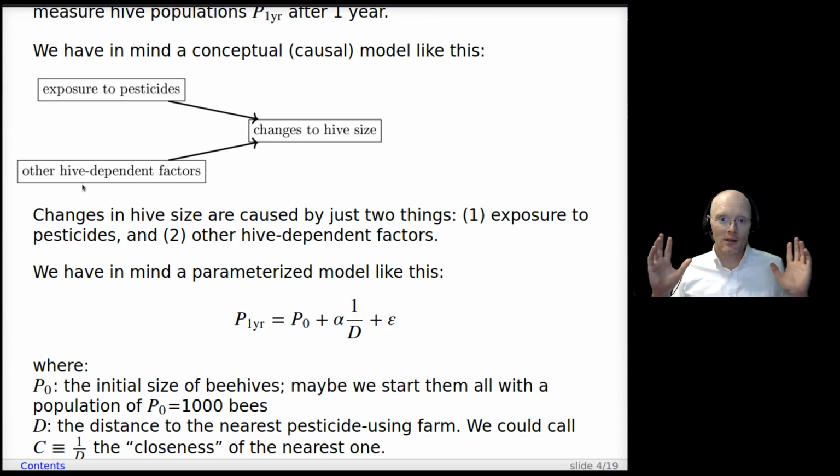So we're going to come along and seed each of these, start each household out with a hive, and for some natural reasons, some hives are going to thrive more than others.